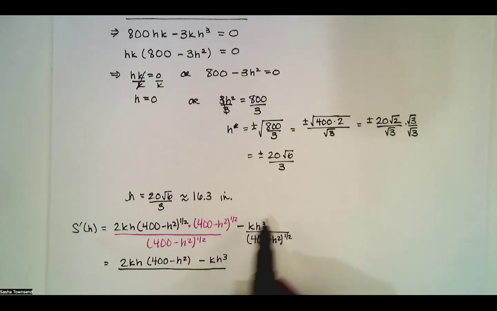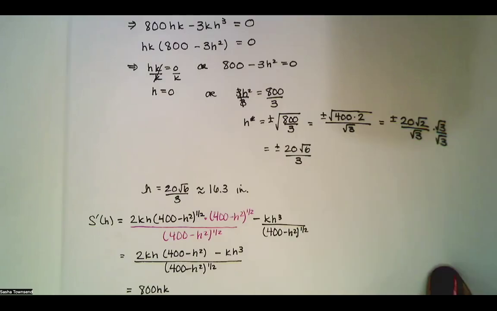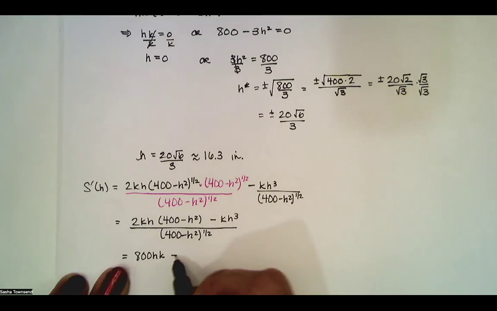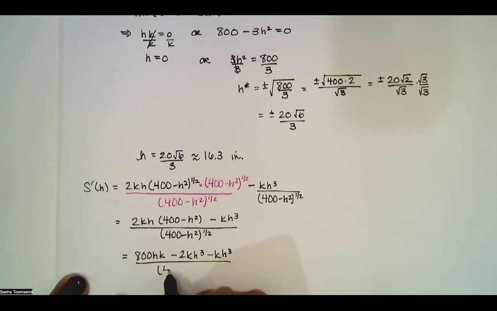And then we subtract that. The denominators are the same, so we subtract the numerators and keep the common denominator. And if we distribute that 2kh, we got 800 kh or hk, either one is fine, minus 2k h cubed minus k h cubed, all divided by 400 minus h squared to the 1/2 power.